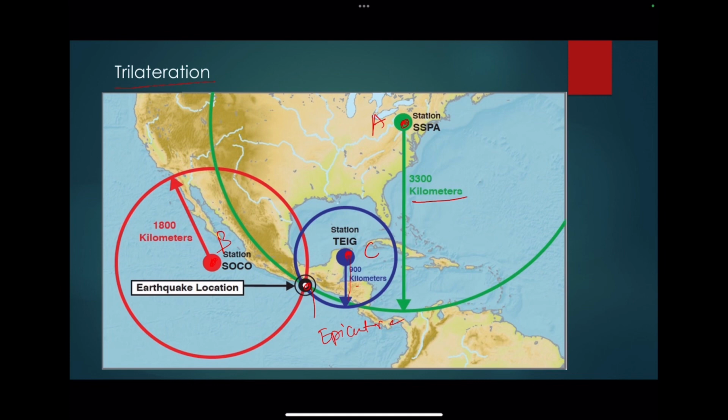This is a more realistic example. Suppose three stations A, B, C, the distances are given as 33, 900, and 1800 kilometers, and then they intersect at a point which is the epicenter.